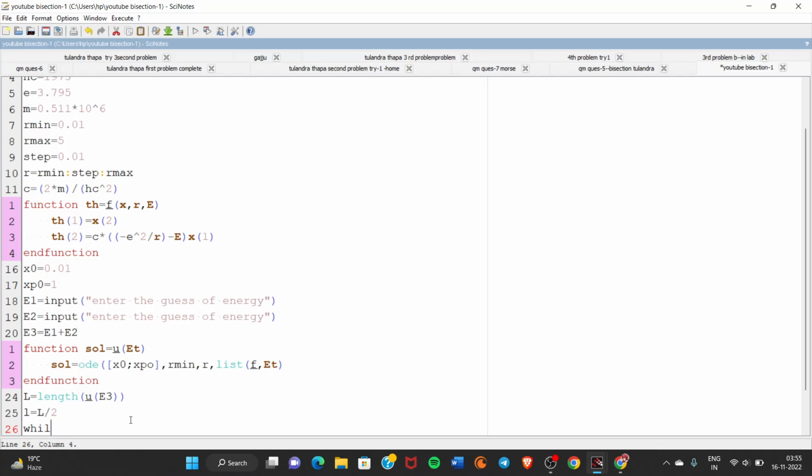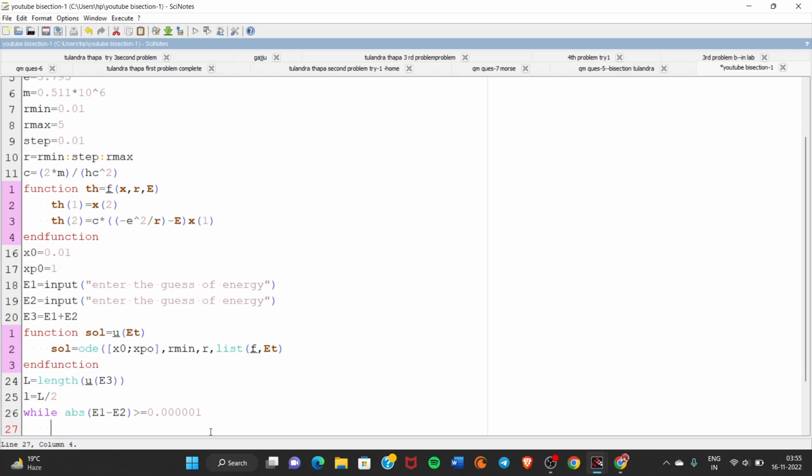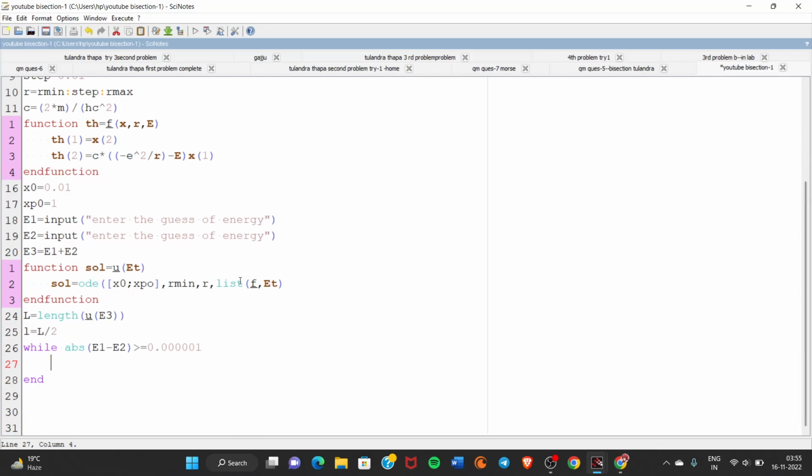So now we are initiating a while loop, with the absolute value of the difference, for maintaining the accuracy of the bisection method, and this should be greater than or equal to 0. This is the accuracy condition that we are setting, and here it is the absolute value of E1 minus E2, because anyone can be larger. So now we have fairly large accuracy, and you can see it automatically provides an end for you.